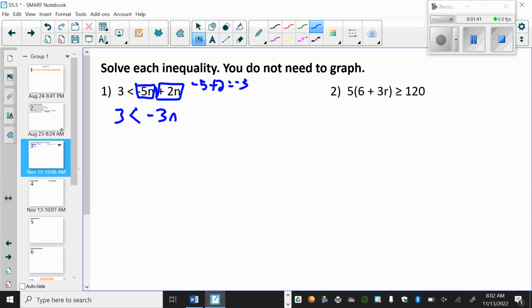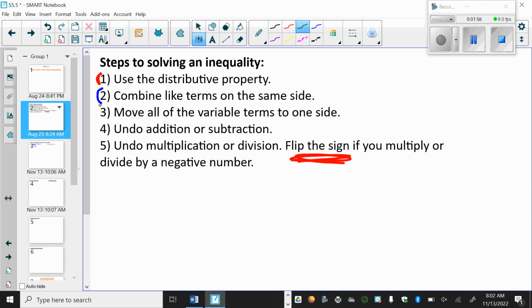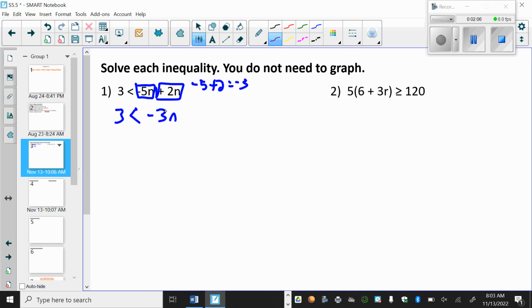Step 3 says that we're going to move all our letters to one side. All our letters are on one side. Step 4 says we're going to undo addition or subtraction on the side of the variable. Variable's by itself, so we can skip 3 and 4. Let's go back to that page. Let's make step 3 green, step 4 black, and step 5 purple. All right? So step 5.